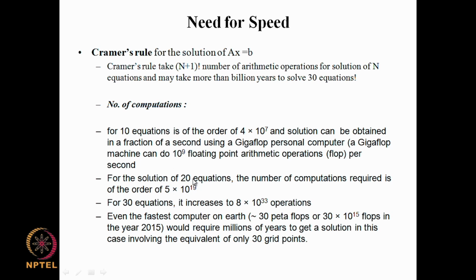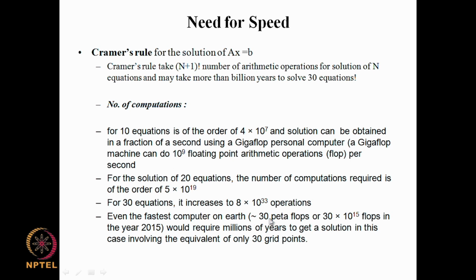But if you have 20 equations, then 21 factorial is 5 times 10 to the power 19. If you now have the same gigaflop machine, the time it takes is the number of operations divided by the number of operations it can do per second, which is 10 to the power 9. So that is 5 times 10 to the power 10 seconds. And if you go to 30 equations, the number of operations required will be 8 times 10 to the power 33.